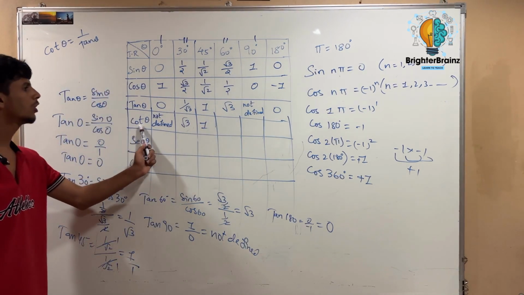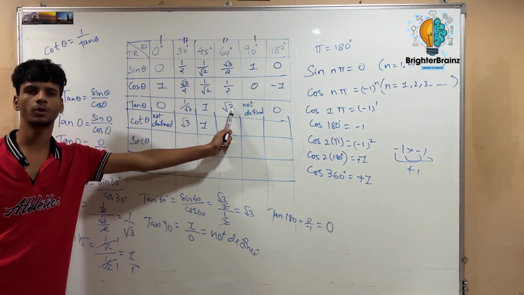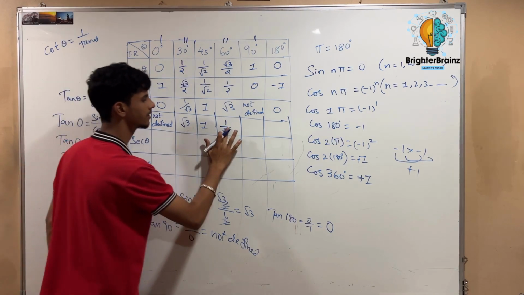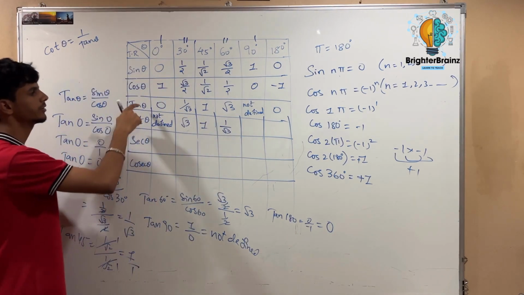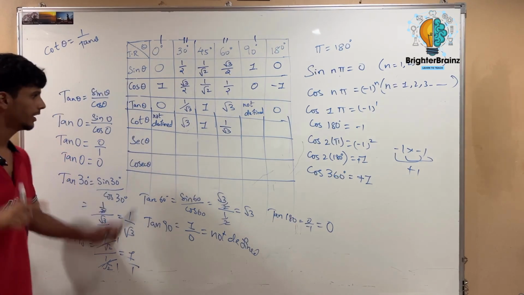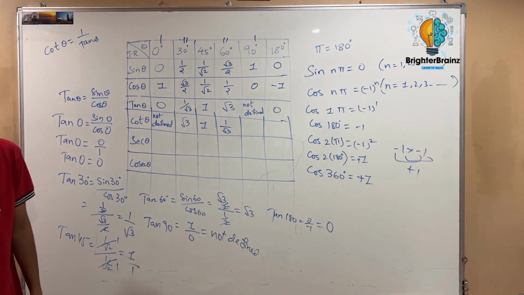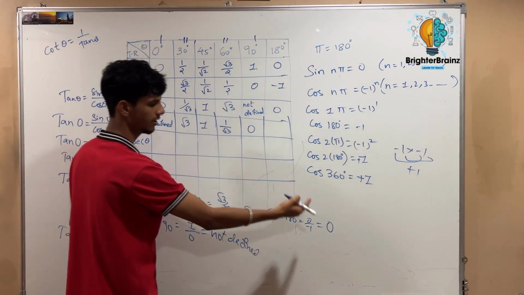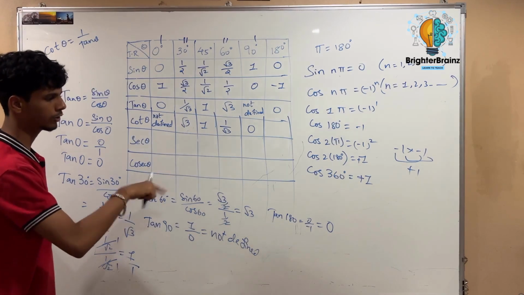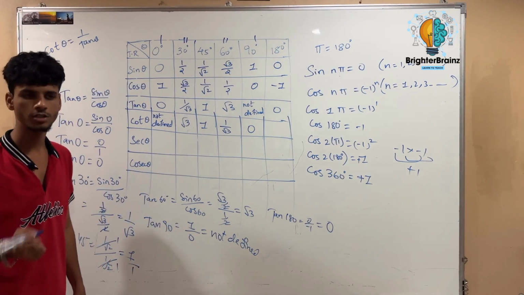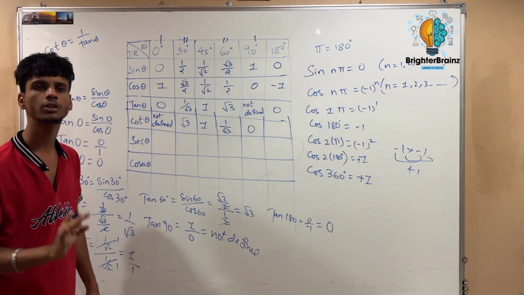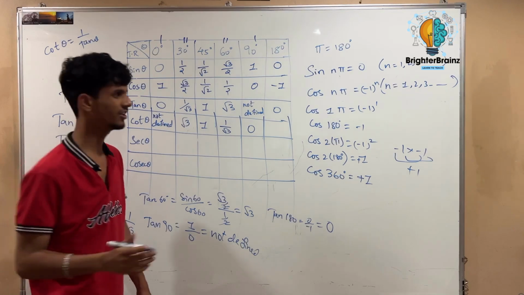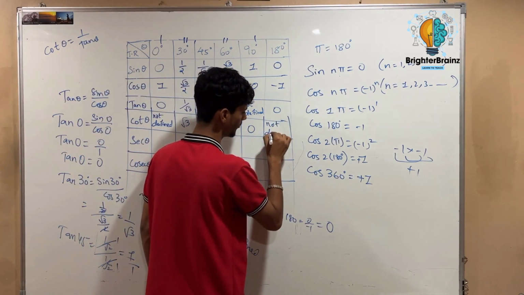Next, tan 60 degrees is root 3 by 1. Then cot 60 becomes 1 by root 3. Simple. And next, tan 90 is 1 by 0. Then cot 90 becomes 0 by 1. 0 by 1 is nothing but 0. Next, tan 180 is 0 by minus 1. So then cot 180 becomes minus 1 by 0. So minus something by 0 becomes not defined. If 0 is in the denominator, it will be not defined.